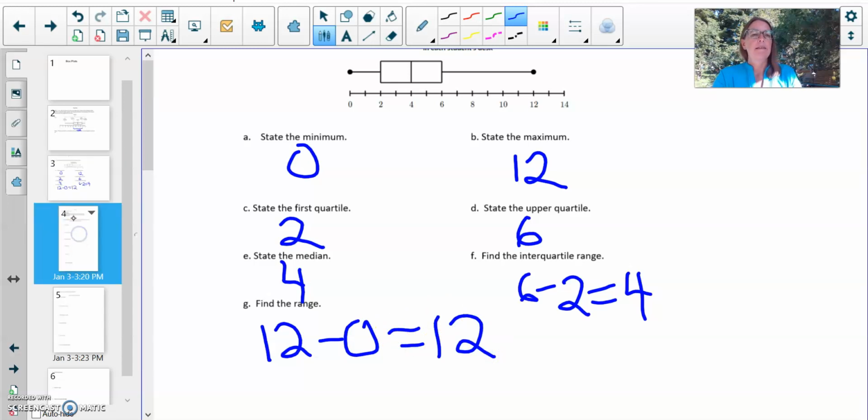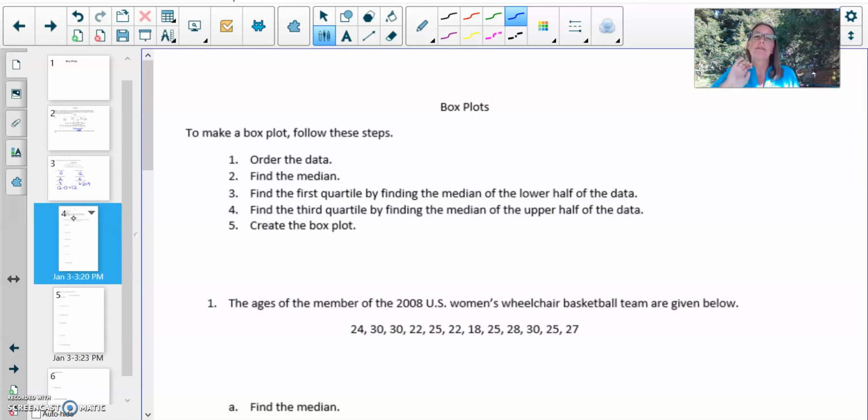Okay, so now we're going to actually draw a box plot. To make a box plot, follow these steps. Order the data, find the median, find the first quartile by finding the median of the lower half of the data, find the third quartile by finding the median of the upper half of the data, and then draw the box plot. And remember to include a title.